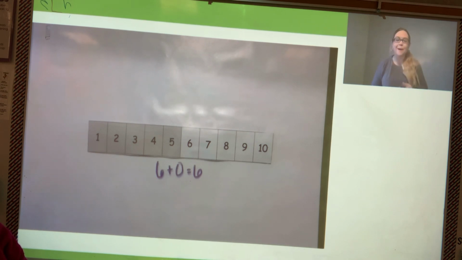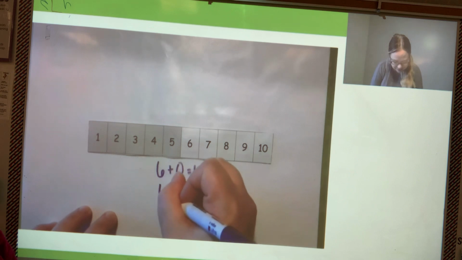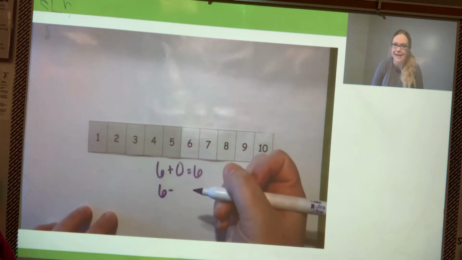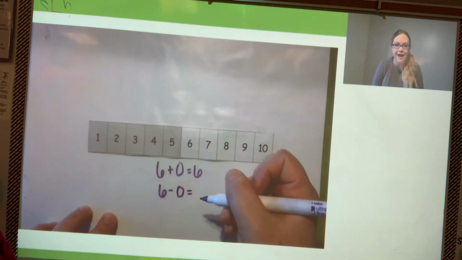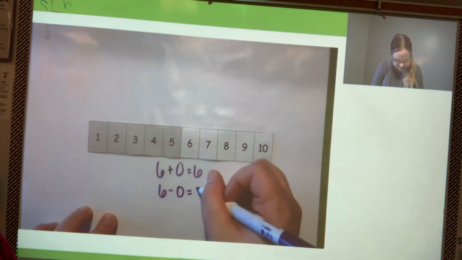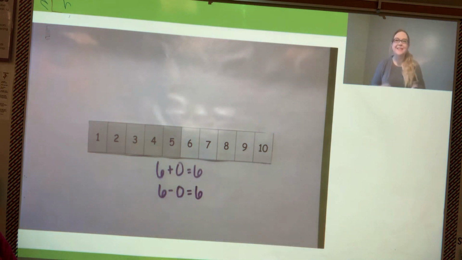Great job. Why don't you go ahead and write that? So if we have 6 pine cones, and we don't take any pine cones away, how many pine cones do we still have? Still have 6. So let's read this number sentence together. 6 minus 0 equals 6.